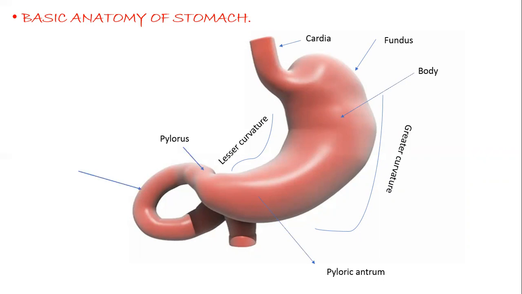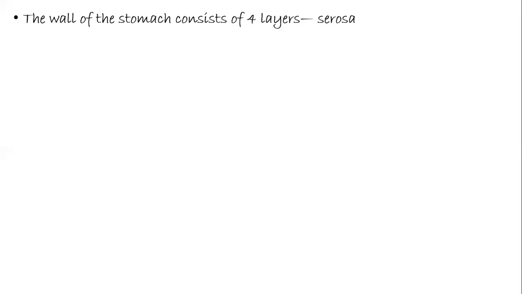At this point, there is the pylorus. The pylorus is guarded by a pyloric sphincter. Next to the pylorus comes the duodenum. This is the basic anatomy of the stomach. The wall of the stomach consists of four layers. The first one is serosa, second is muscularis, third is submucosa, and the last one is mucosa.